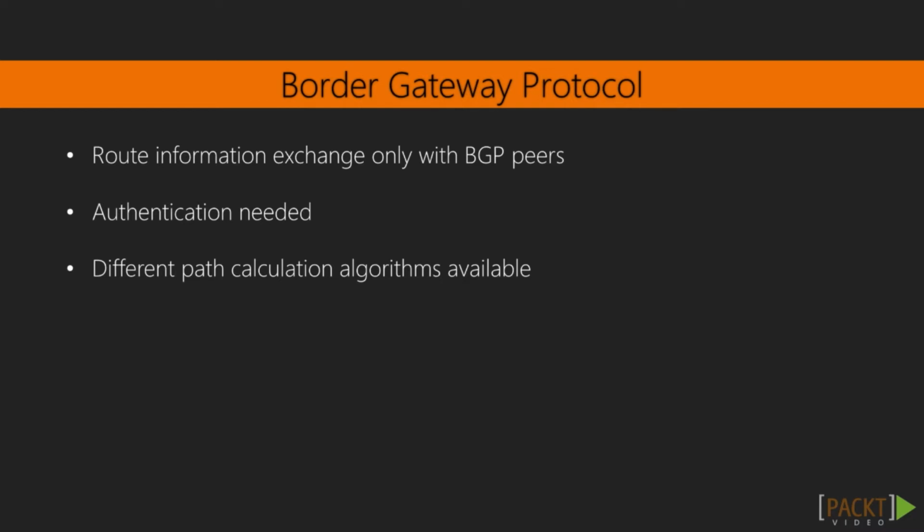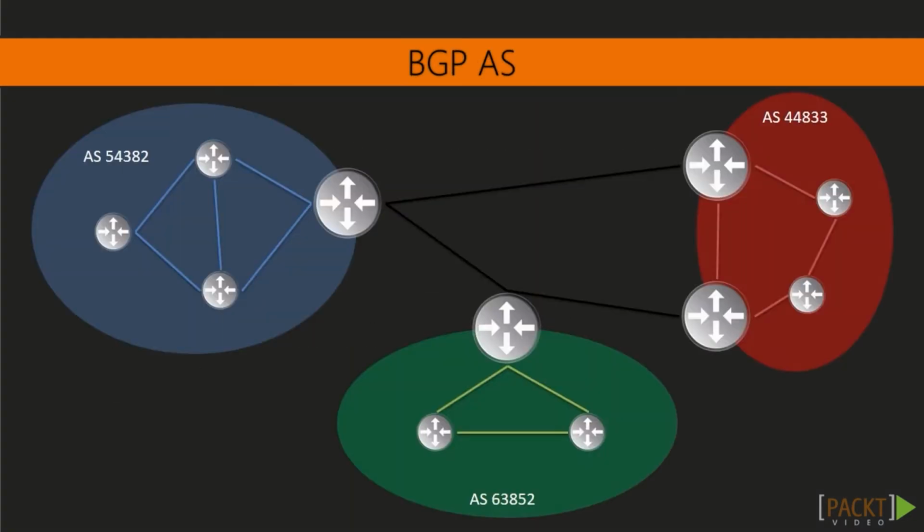BGP has many different path calculation algorithms, and we're not going to cover these because it would be way too much stuff. So let's talk about BGP ASs. Each AS, autonomous system, has a number. So I figured out a couple of different numbers. In real life, you cannot just use any number. These numbers are assigned by the IANA saying, okay, this is your AS number.